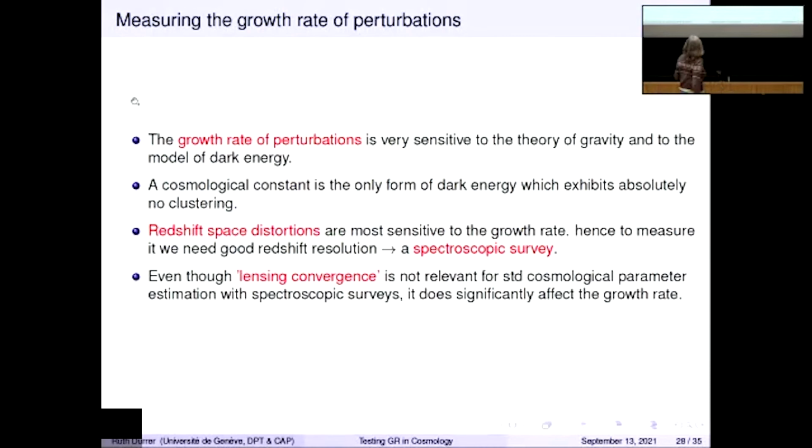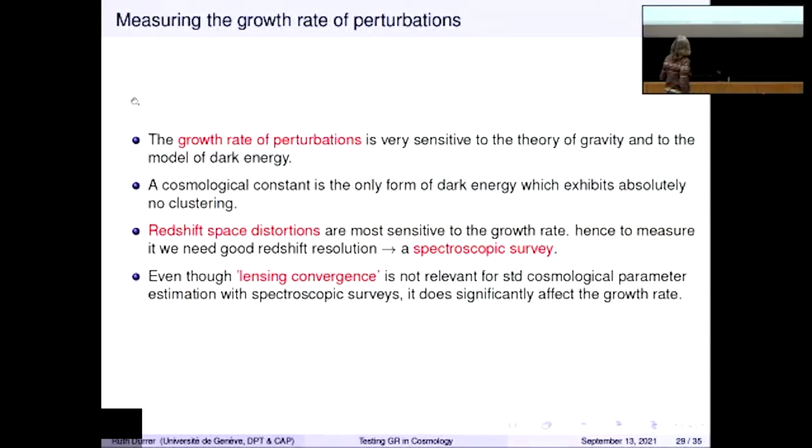Another thing which you can measure is the growth rate of perturbation. That also depends sensitively on your theory of gravity, and you can calculate what it should be in general relativity. What is interesting is if you compare density and velocity, then the ratio between the two gives you the growth rate of perturbations, which is called F.